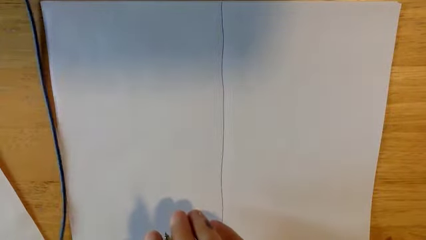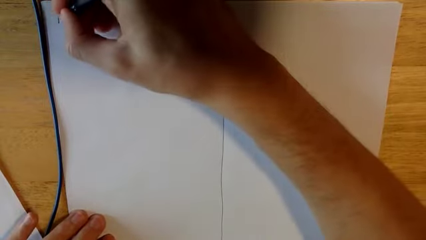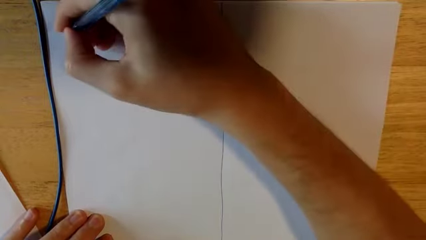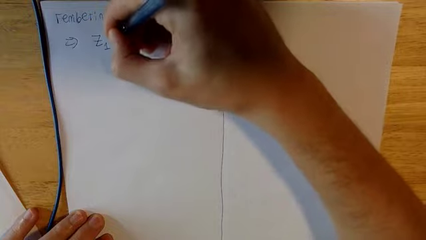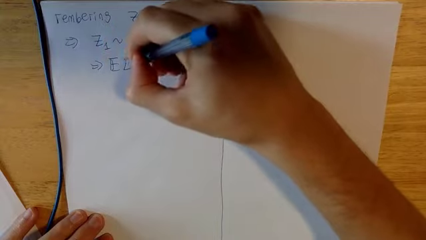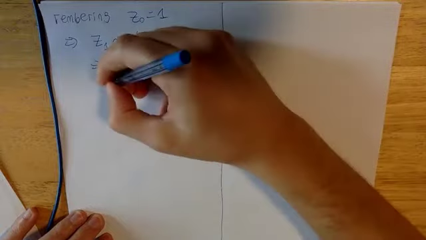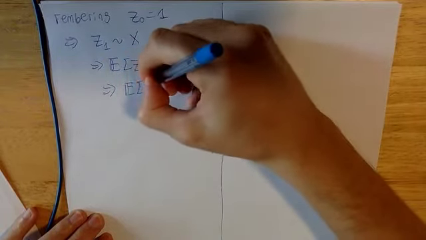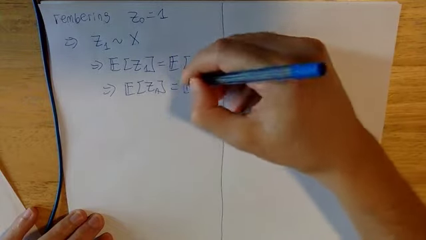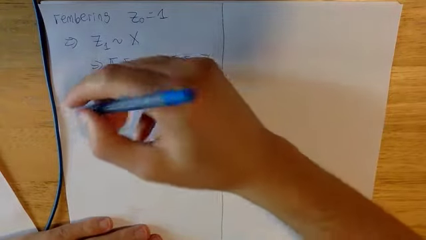So in particular, remembering that zeta 0 is equal to 1, this implies that zeta 1 is distributed like X, which implies that the expectation of zeta 1 is equal to the expectation of X. This implies that the expectation of zeta n is going to be equal to the expectation of X to the n.